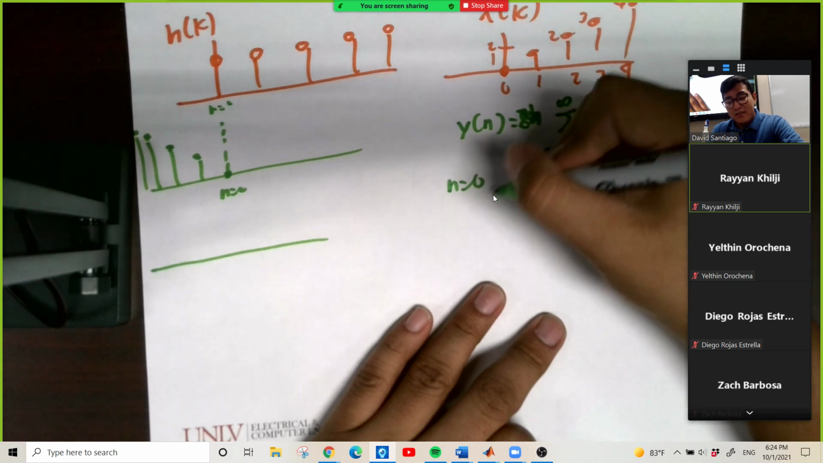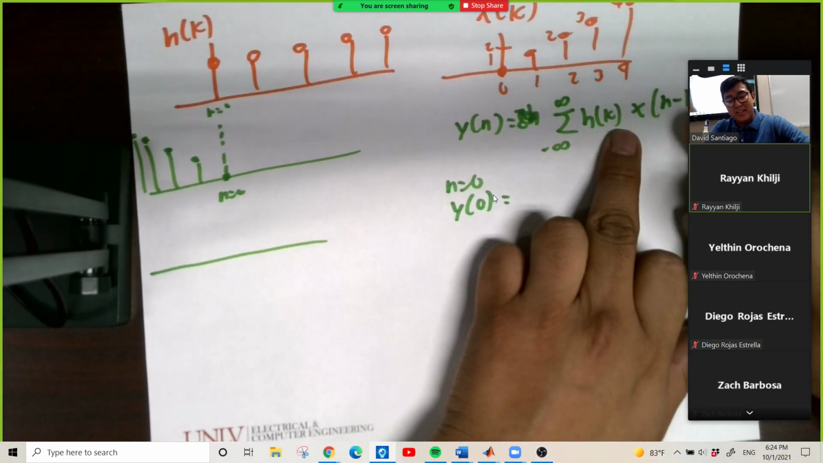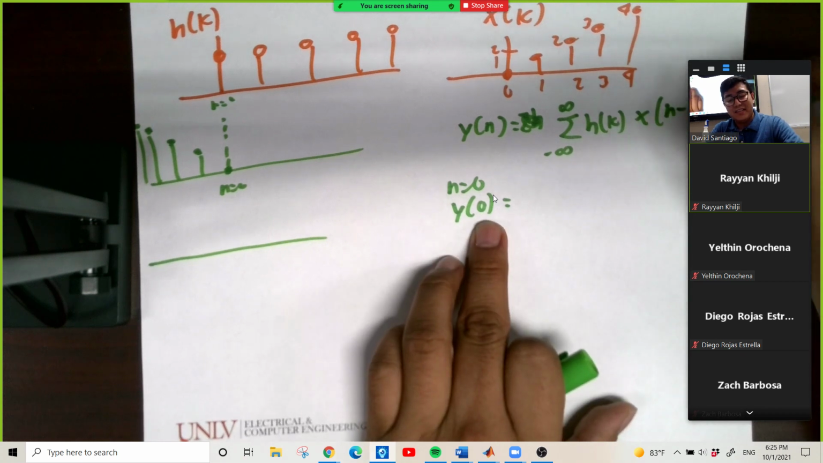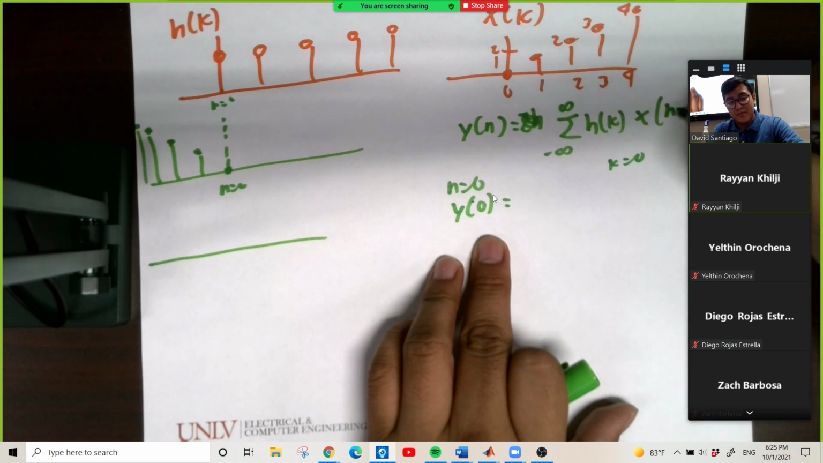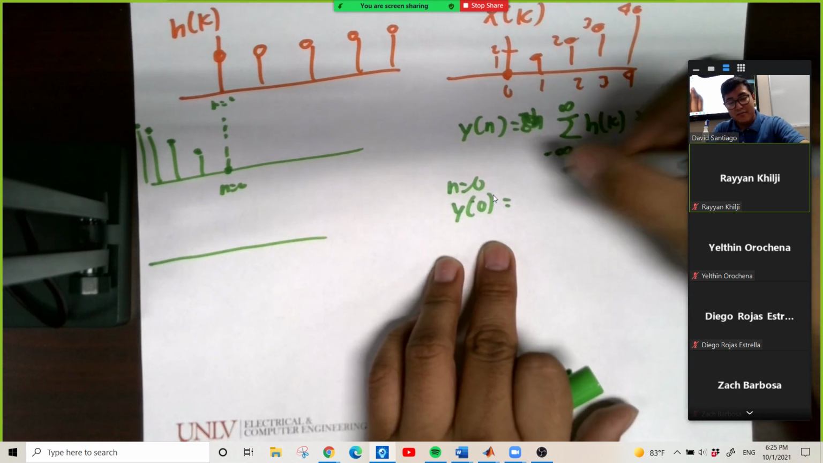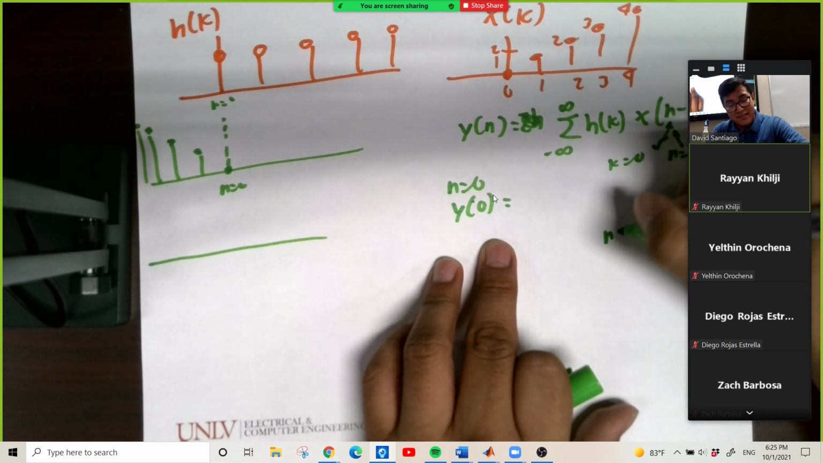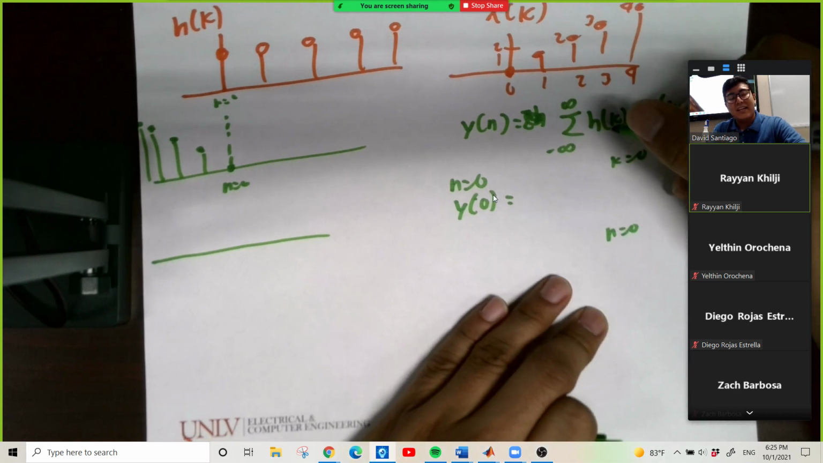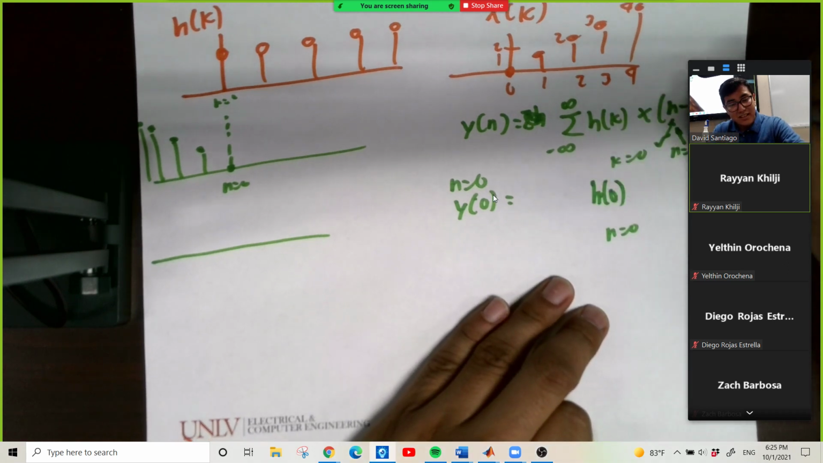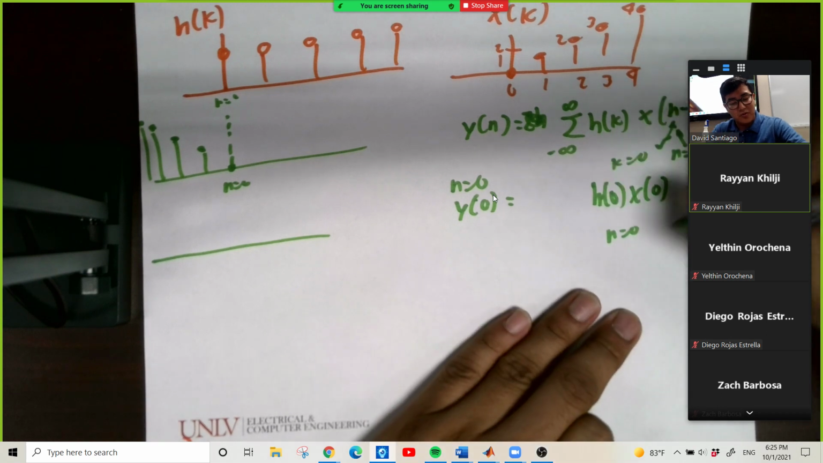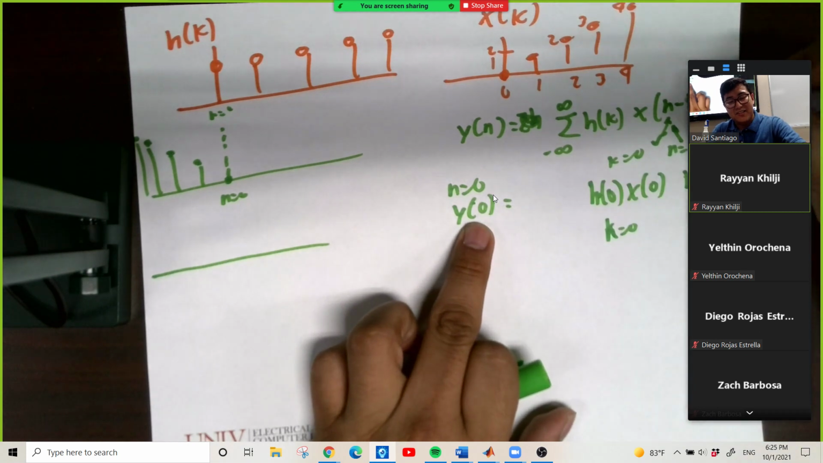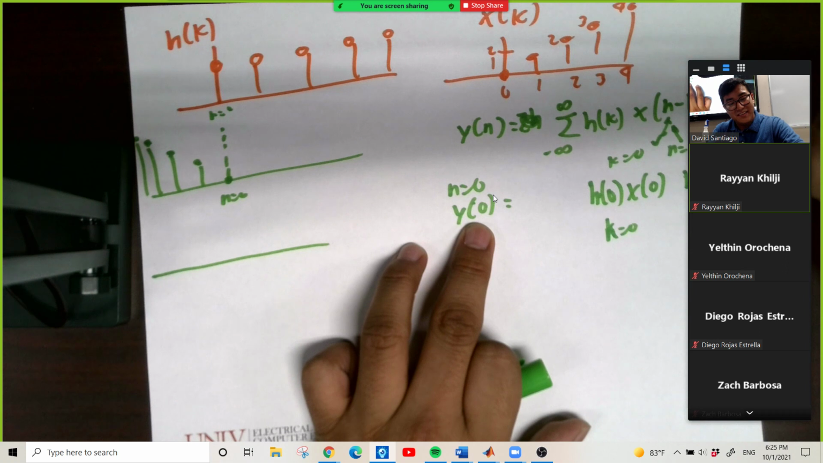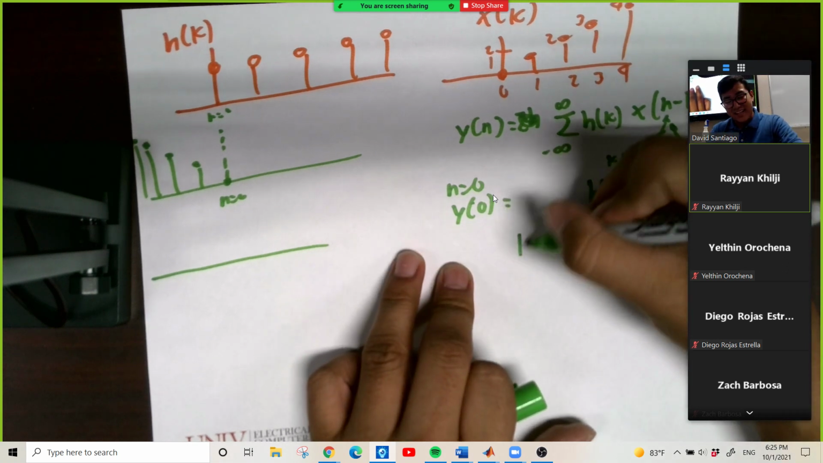So for n equal to 0, y of 0 is going to equal, we're going to look at the first one. What happens at k equal to 0 and n equal to 0? This is h of 0, and then this right here will be x of 0. The next thing I'm going to do is k equal to 1. So if k is equal to 1, here's h of 1, and since we're at n equal to 0, this right here is x of minus 1. Does that make sense? Now I'm going to look at k equal to minus 1.